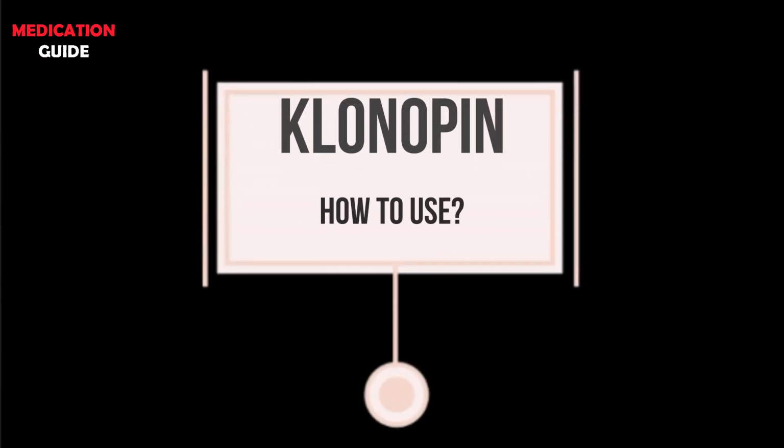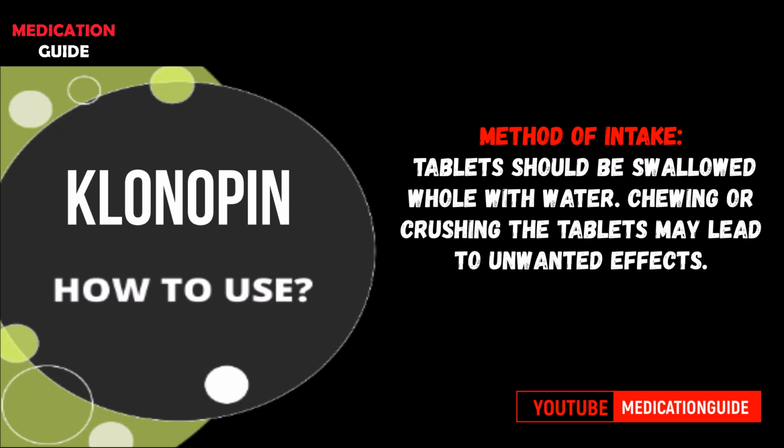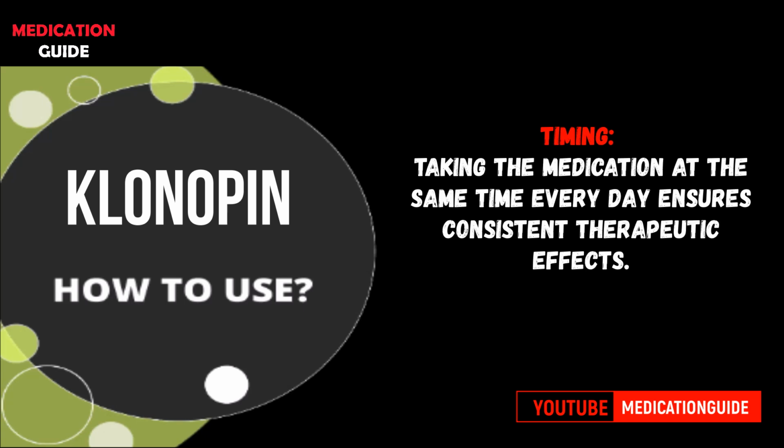How should Klonopin be used? Dosage adjustment. Treatment usually starts with a low dose, which can be gradually increased if necessary. Method of intake. Tablets should be swallowed whole with water. Chewing or crushing the tablets may lead to unwanted effects. Timing. Taking the medication at the same time every day ensures consistent therapeutic effects.